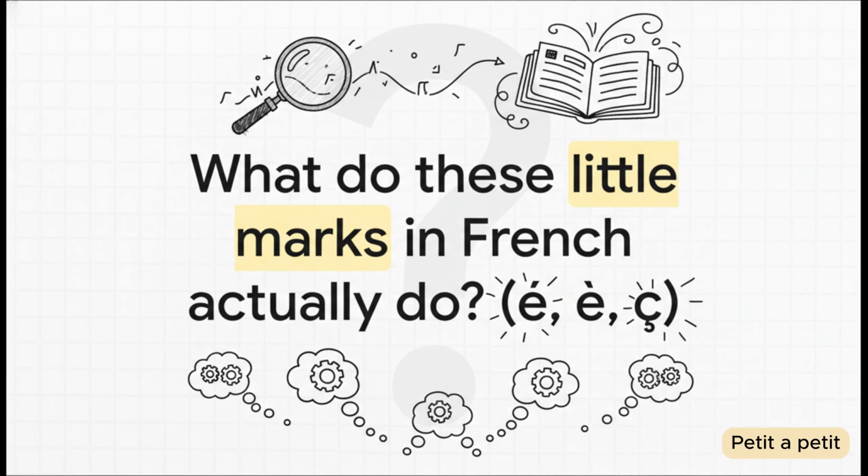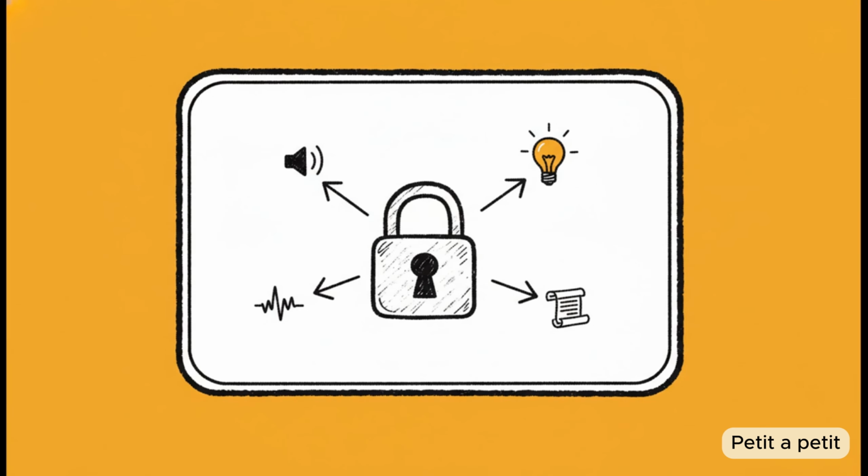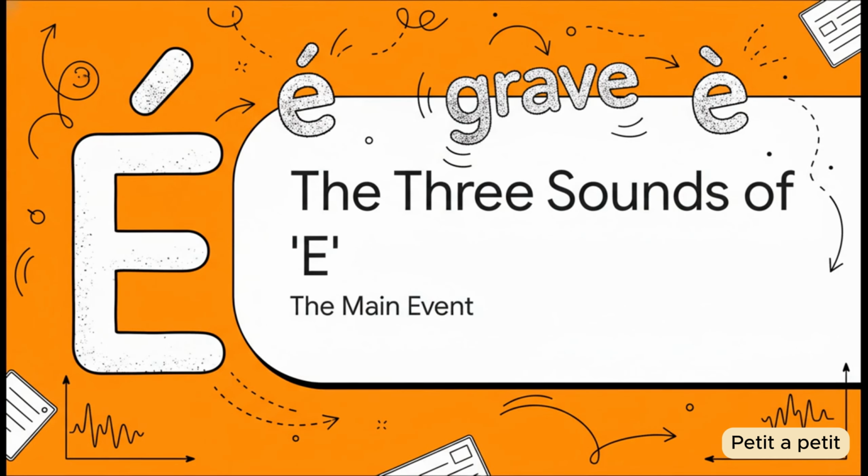Well, the answer is a huge, emphatic yes. See, these accents aren't just sprinkled on for decoration. They're actually part of a very precise system. Think of them as a cheat sheet that tells you exactly how to pronounce a word, what it means, and sometimes even a little bit about its history. So let's get ready to crack this code together. So, where do we start?